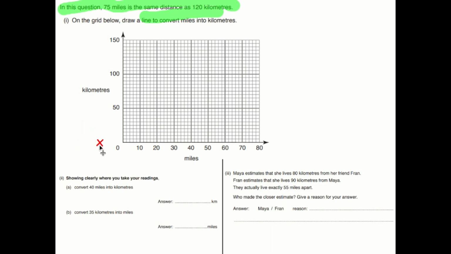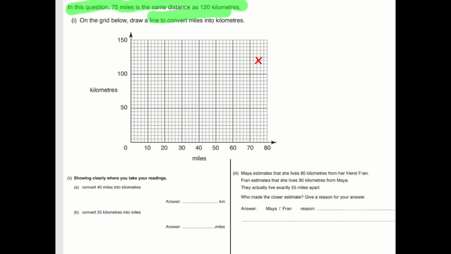Okay, so 75 miles, well, I'm going to go across my 75 miles. 75 miles is there. And 120 kilometres, so I'm going to go up to 120 kilometres. 120 kilometres is, well, that's 100. My scale is, well, 2 squares is 10, so that's 110, 120. There's my 120. So that is where your coordinate is.